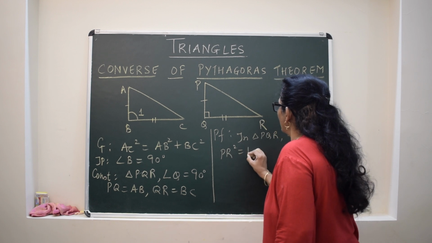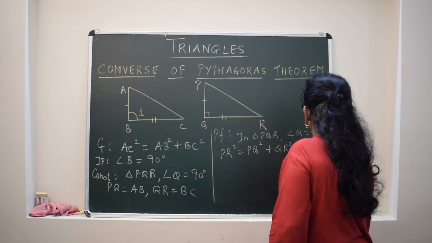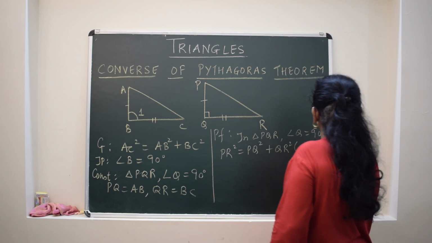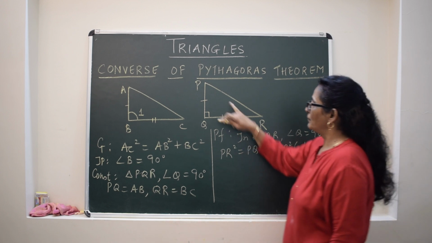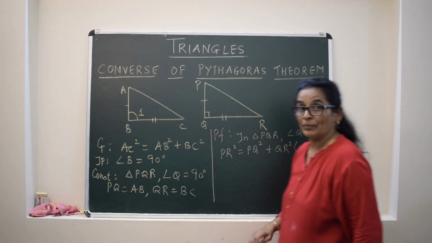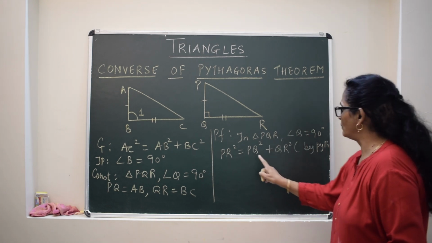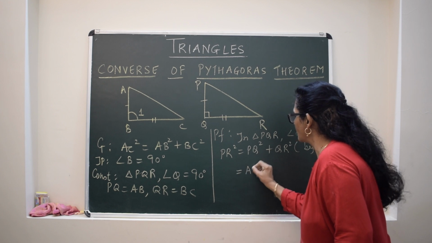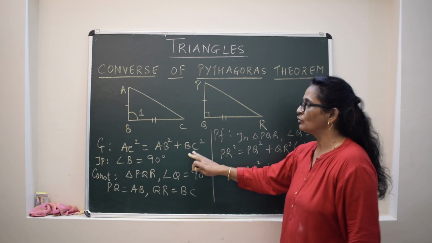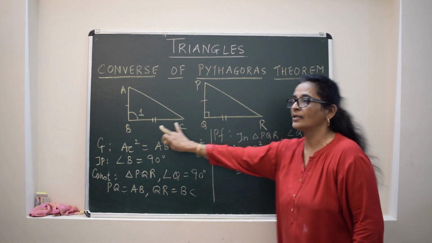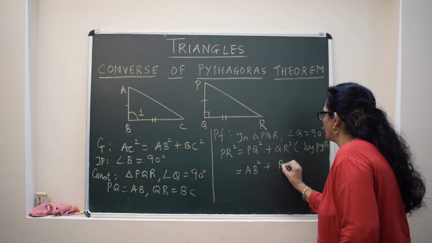So PR square is equal to PQ square plus QR square by Pythagoras theorem. But what have we taken PQ? By construction, PQ we have taken as AB. So if PQ is equal to AB, PQ square will be equal to AB square. So in place of PQ square, what can we write? AB square. Similarly, QR square will be equal to BC square. Since QR we have taken as BC, so its square will also be equal. So in place of QR square, we will write BC square.